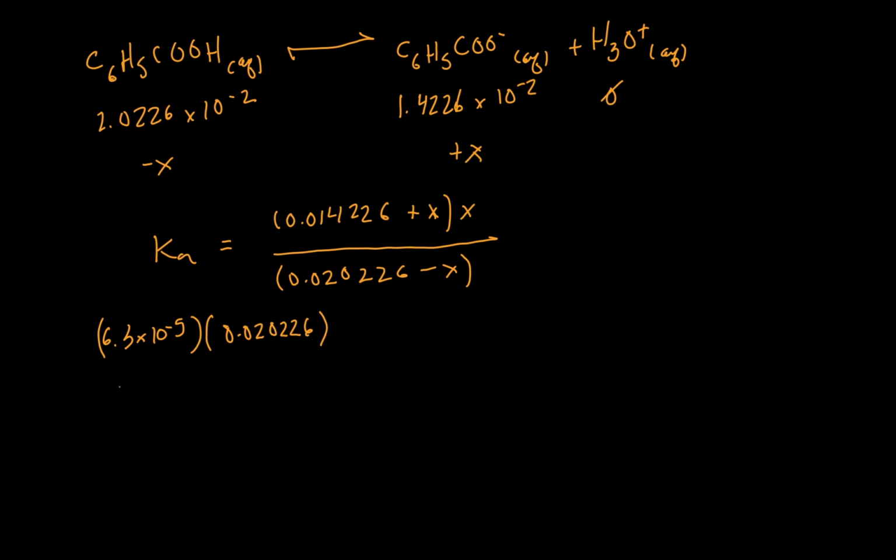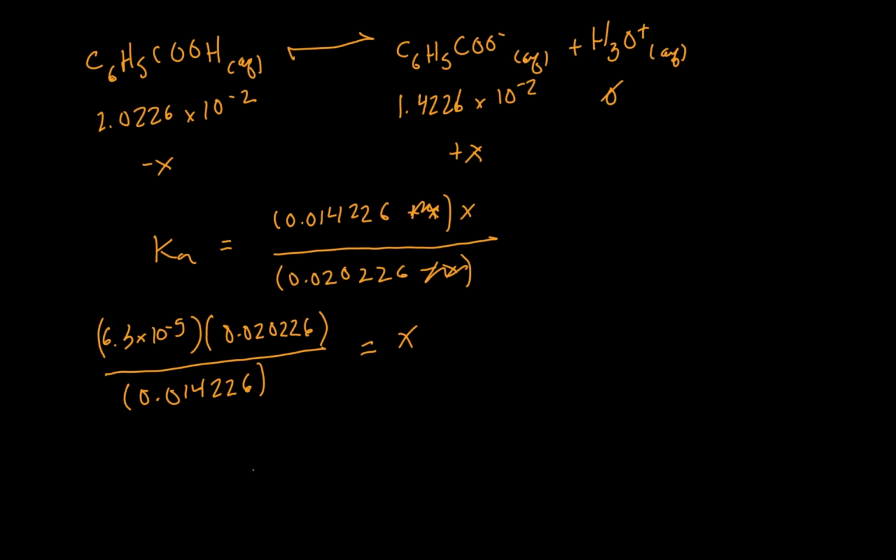Yeah, why not? And then we'll divide this by this concentration here, and that'll isolate the x up top. Because assuming the x's are small just means that we're not concerning ourselves with the ones that are added or subtracted, but obviously x multiplied, if it's small, is going to make a huge difference, so that one stays. All right, equals x, and this is going to evaluate to 6.3 times 10 to the negative 5, times 0.020226, divided by 0.014226.